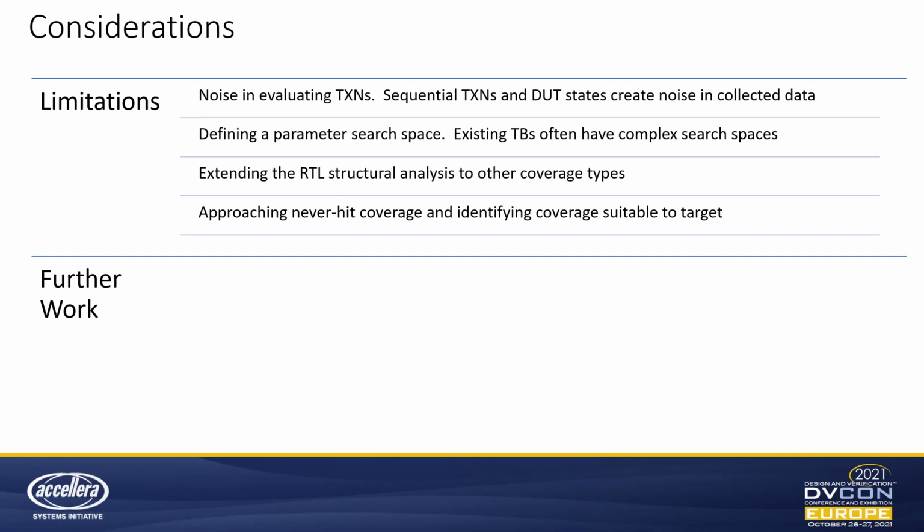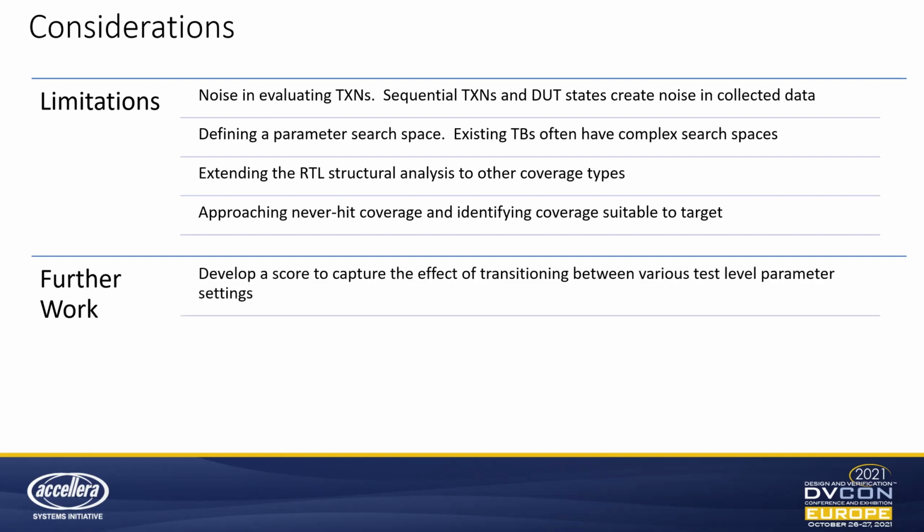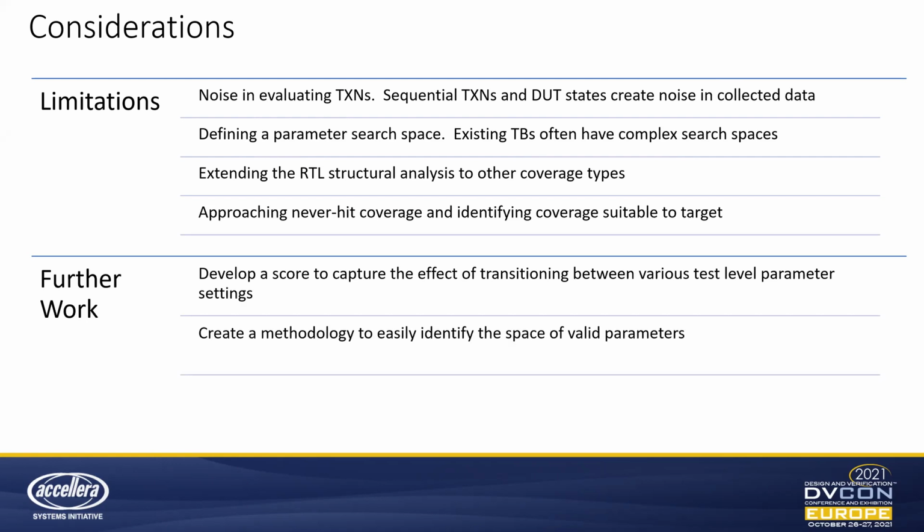So with these in mind, some further work worth mentioning. This approach showed positive results, and potential further work might include developing a score to consider the transitioning between different input parameters. Capturing this would aid in reaching more complex DUT states, which may improve performance for more complex coverage types. Also, creating a process to identify and structure a valid input parameter space will be useful for coverage closure. And in addition, to expand the approach to additional coverage types as may be of better use to DV teams.